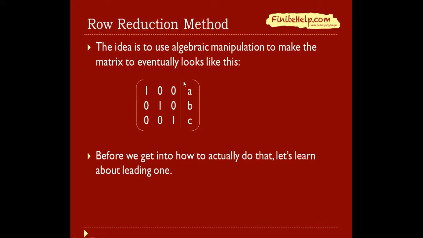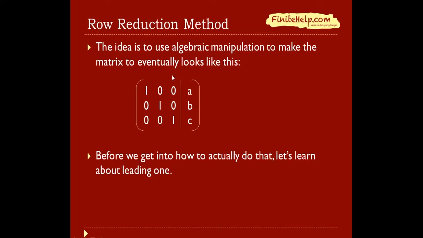So the idea of a row reduction is to manipulate the matrix such that it will eventually look like this. And we want it to look like this because this is the x column, so we have 1x, and then 0y, 0z to become a. So here we have x equals a, y equals b, and z equals c. So if we can reduce the matrix into looking like this, we have effectively solved for x, y, and z.